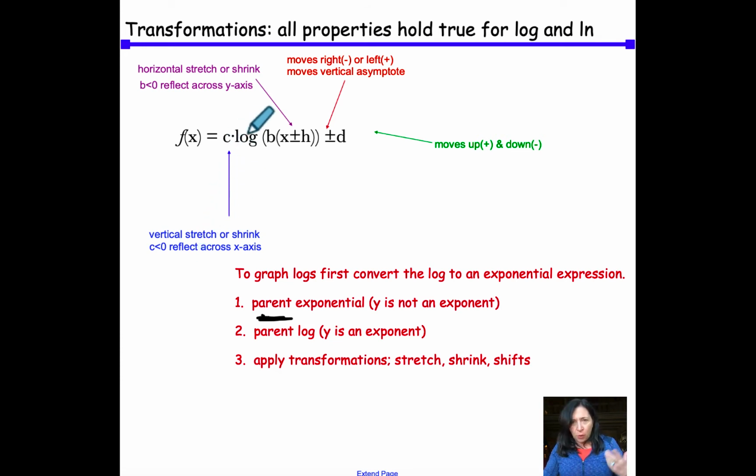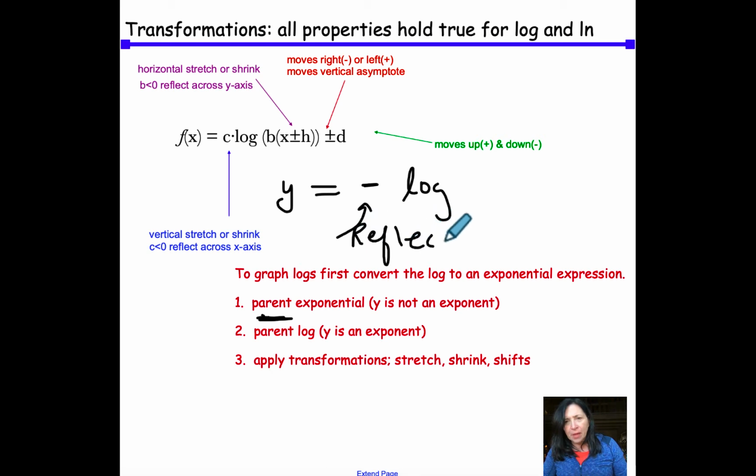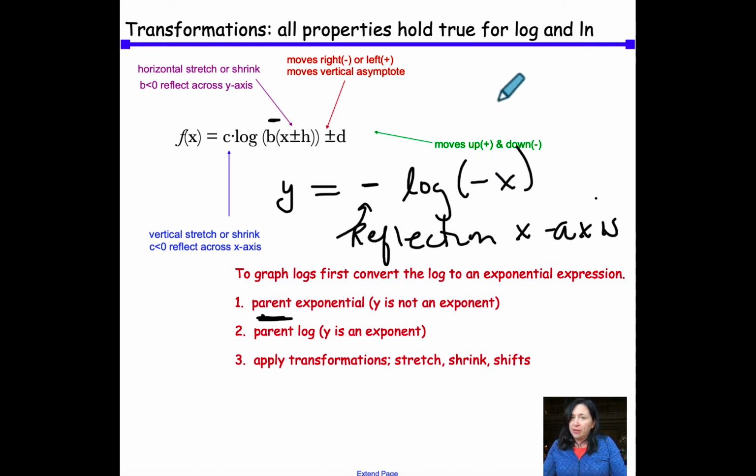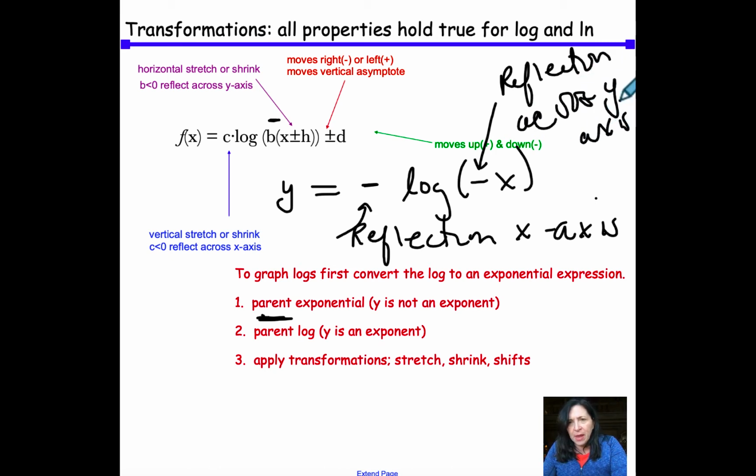If c is negative, or less than 0, out front, meaning if you have y equals a negative sign out in front of the log or the natural log, that negative sign is a reflection across the x-axis, okay? Always the x-axis. But inside, if you had a negative in the parenthesis, let's say negative x, that's a reflection across the y-axis, okay? Additionally, plus or minus moves your graph up and down.